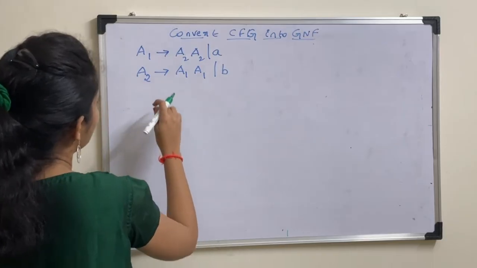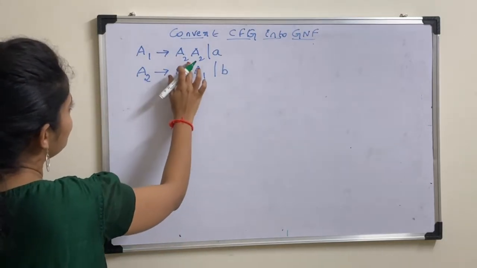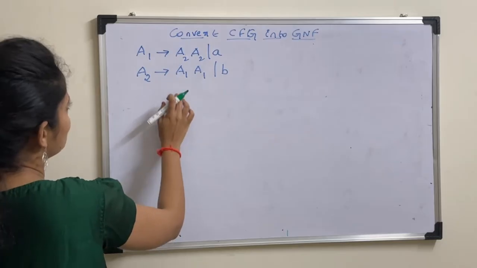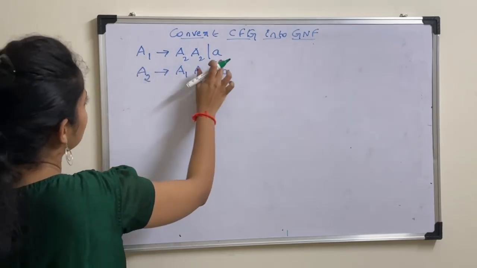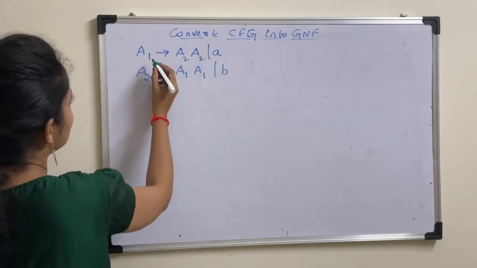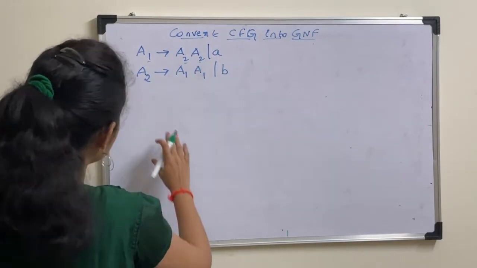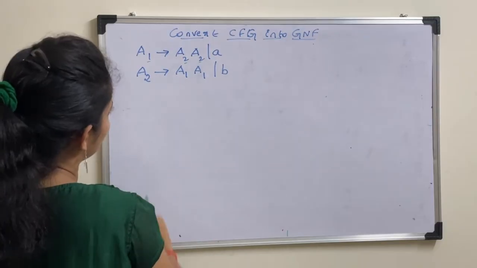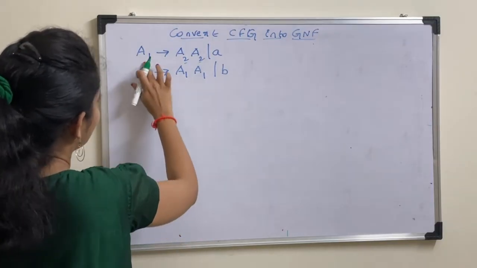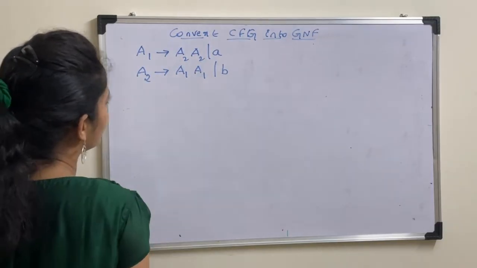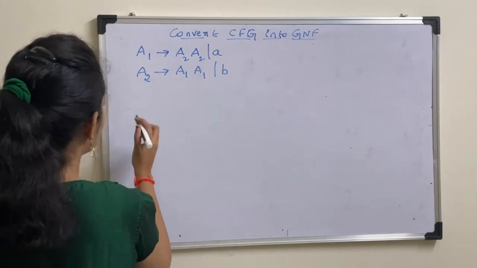Step 3 is assign numeric values to the non-terminal symbols. The grammar already contains non-terminals with numeric values, and they are in ascending order also, so there is no need to perform step 3. Now just go to step 4.